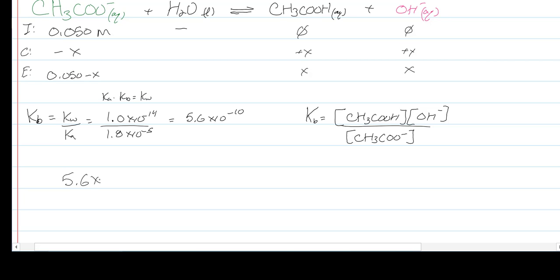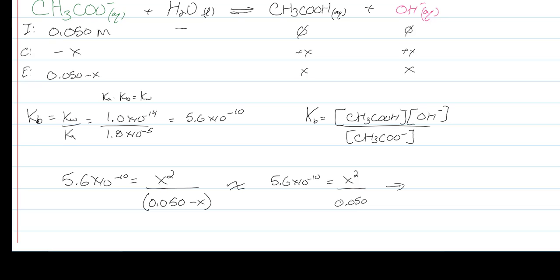So let's throw in our numbers. 5.6 times 10 to the negative 10th equals x squared all over 0.050 minus x. Good news, we can approximate because that's 5 times 10 to the negative 2, and that's 5 times 10 to the negative 10. That's 8 orders of magnitude away. We only need 3, so that's good. So when we approximate, this is 5.6 times 10 to the negative 10 equals x squared all over 0.050. We do some more math here. I get 2.8 times 10 to the negative 11th equals x squared. X, which equals my hydroxide concentration, is 5.3 times 10 to the negative 6 molar.